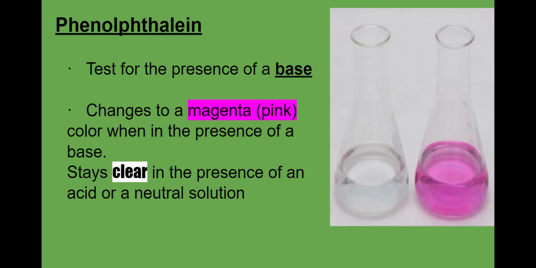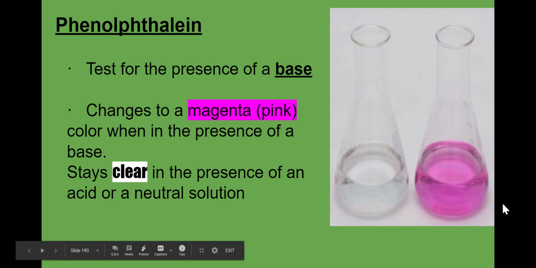The last one is the phenolphthalein. Phenolphthalein is used to test for a base. So the other two would test for an acid or base and give us an exact pH. Phenolphthalein only tests for a base. Phenolphthalein turns a magenta or like a pink color, like what you see here on the right, when it's in the presence of a base.